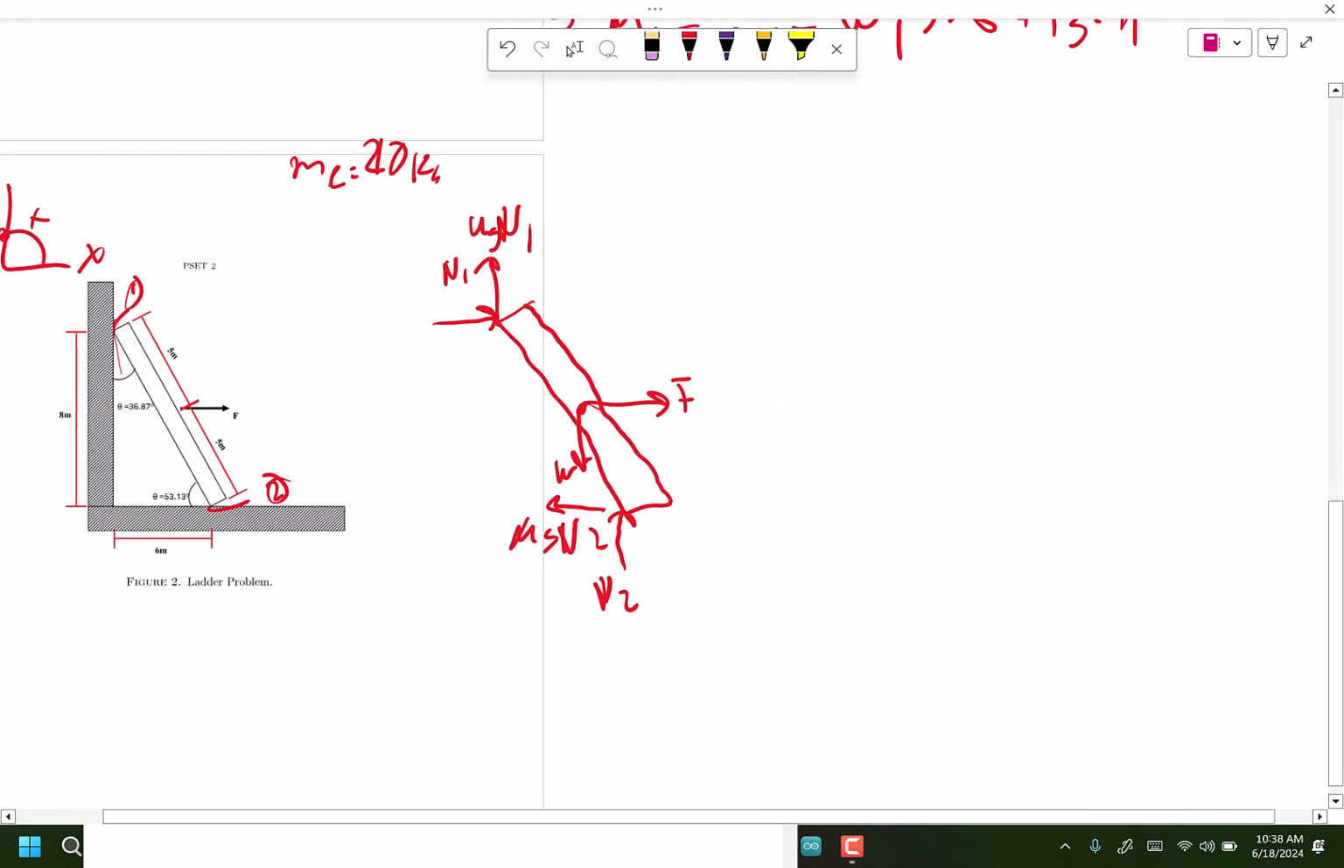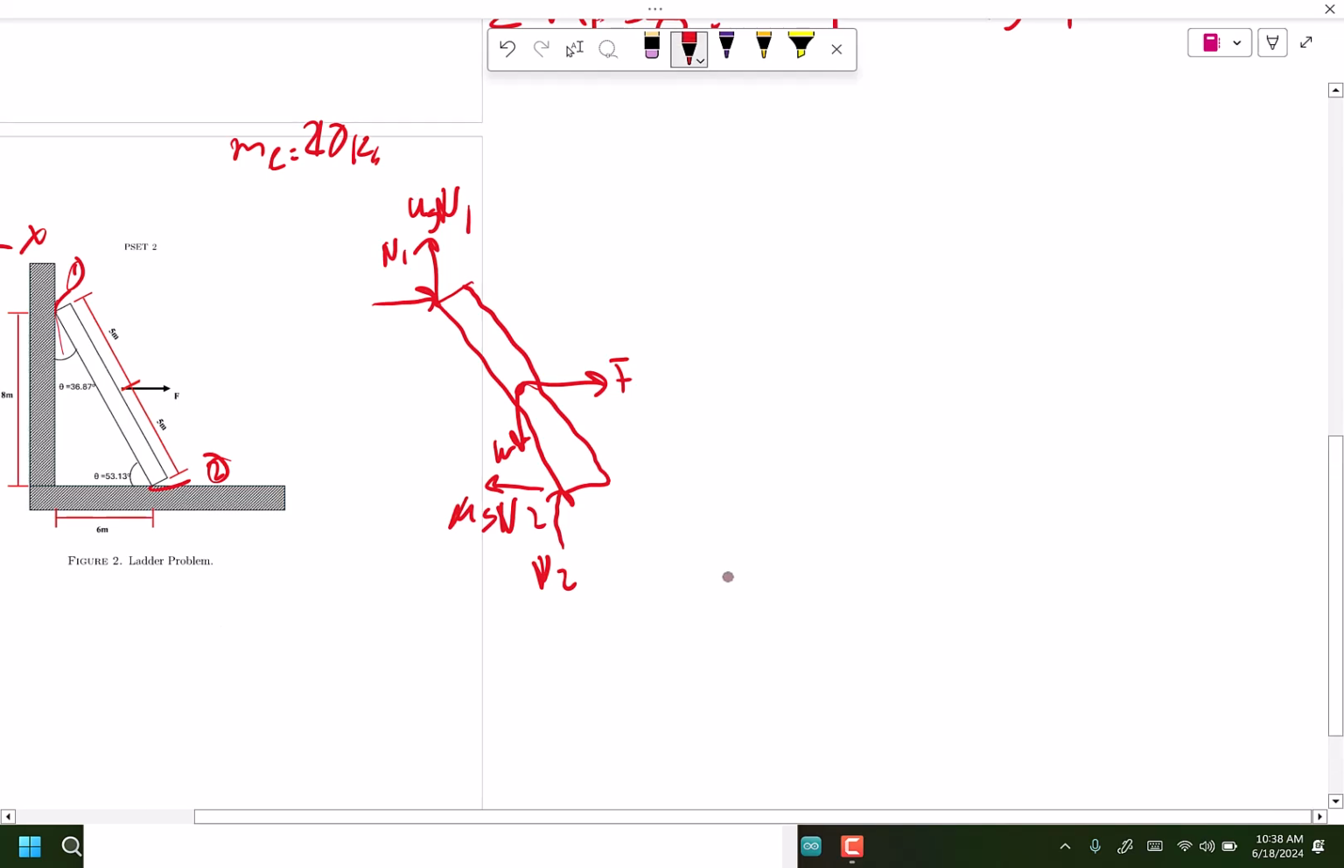So I am going to now do the sum of the forces. So what do we know? What do we not know? So weight equals mass of the ladder times g. So we know that. We don't know what this force is that we're solving for here. We do know mu s. So we need to solve for N1, N2, and the force. So we need 3 equations.